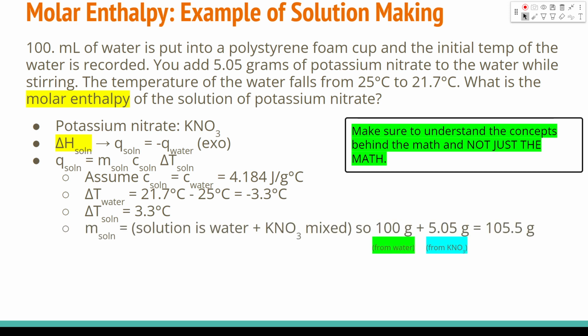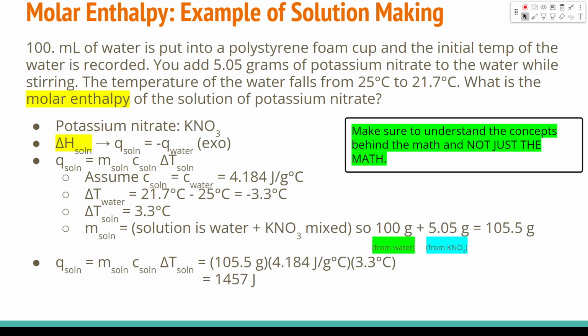Alrighty. So the mass of the solution, well, we have a mix of the water and the potassium nitrate. Notice I highlighted that because that's very important when calculating solution making, because both of them have mass, so they both are part of the solution. So we have water, a lot of it, and then we have some potassium nitrate, and we mix them together to get that total mass. And so I'm going to calculate the heat for the solution. You can see here I have my mass of the solution, I have my specific heat that I roughly estimated to be the same as water, and then I have the change of temp, which was 3.3. I calculate that, cancel out units, and I get my joules, which makes sense for Q.